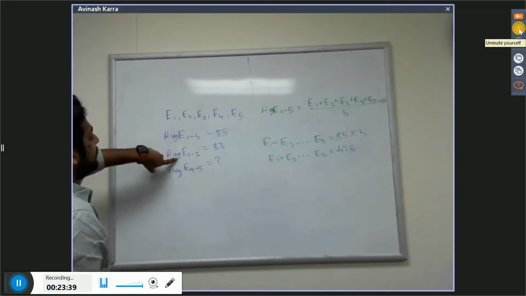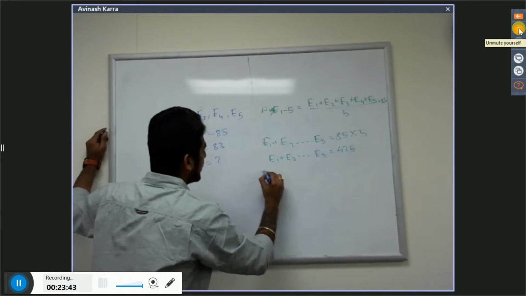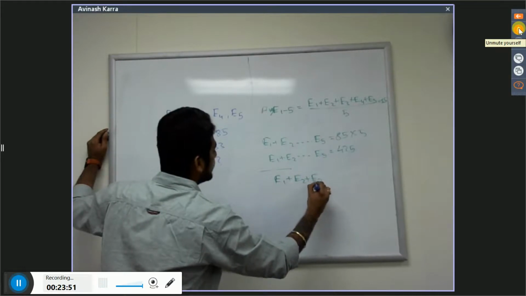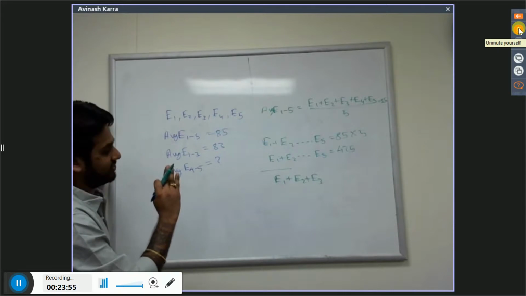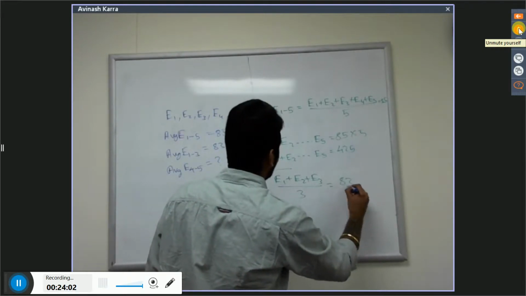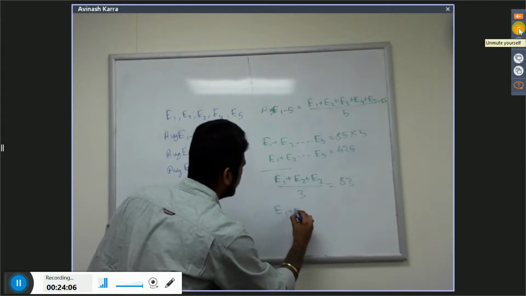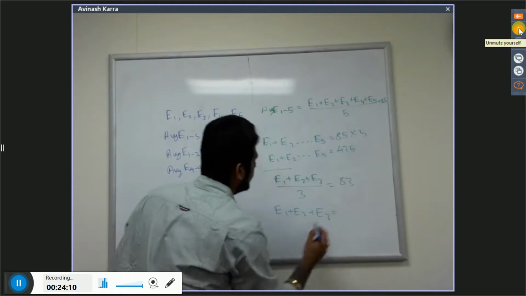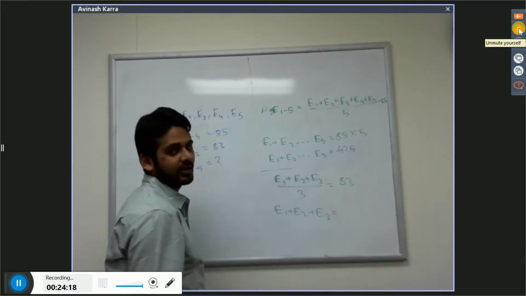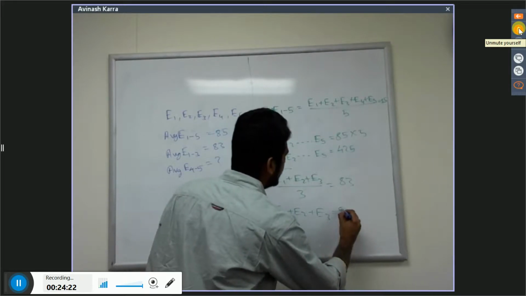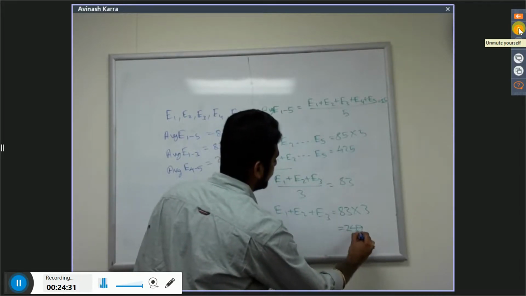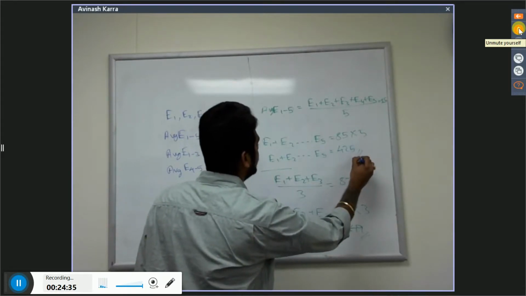Later, he given average E1 to 3 is 83. Let me give the mark. E1 plus E2 plus E3, here he is considering only 3 tests, so divided by 3 is equal to 83. If I simplify this, E1 plus E2 plus E3 is equal to, what is 3 doing here? It's dividing on the LHS. When it goes to RHS, it multiplies. So 83 into 3, 3 3s are 9, 3 8s are 24. These 2 values you need to remember for the time being.